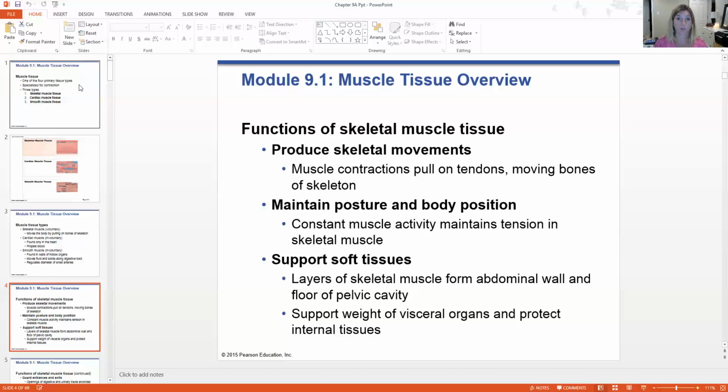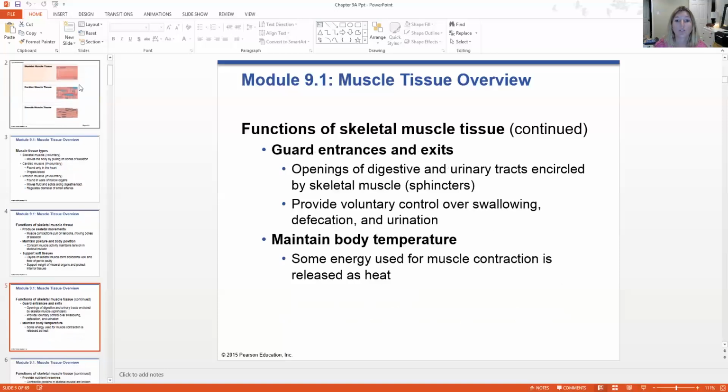It's also there to support soft tissues. Think about the function of your abdominal muscles. They're there to hold your abdominal organs in. They also guard entrances and exits, right? Our mouth, our eyes, all surrounded by muscles. Rectum, surrounded by a muscle, right? All of our body entrances are guarded by muscles.